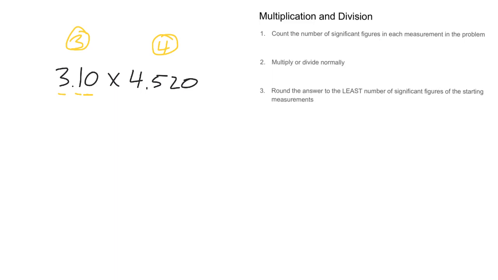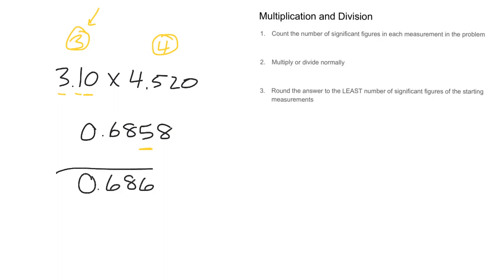We're going to multiply and divide normally. So what we end up getting from this, from what my calculator says, is 0.6858 is what I get. And then we are going to finally round the answer to the least number of significant figures of the starting measurement, which is 3, this one right here. And so we have to round this so that it ends up with 3 significant figures, which would be that 5 right there. So our final answer is 0.686. 3 significant figures, and we have no more precision than what we started with in a multiplication problem.